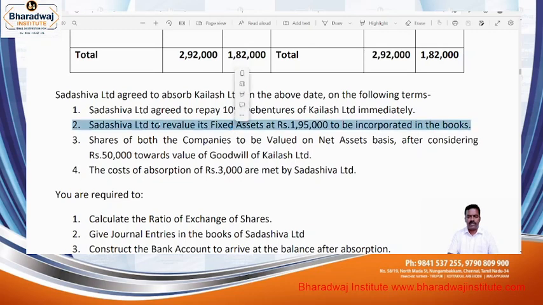Before that, look at Sadashiva's revalued fixed assets. How much? 1,95,000 to be incorporated in the books. Okay, that we can pass as a separate entry also. They want to revalue the assets and incorporate in what? Books. That we will come to later. No issues. Let us continue with the normal three entries and come back to that later.